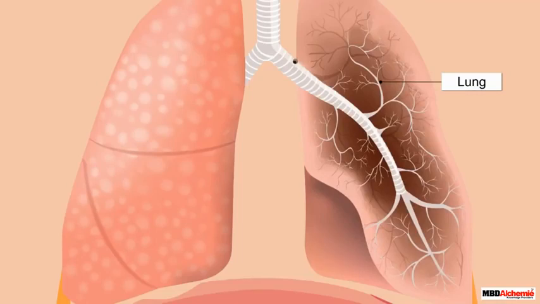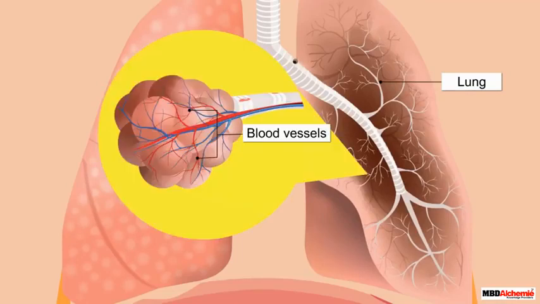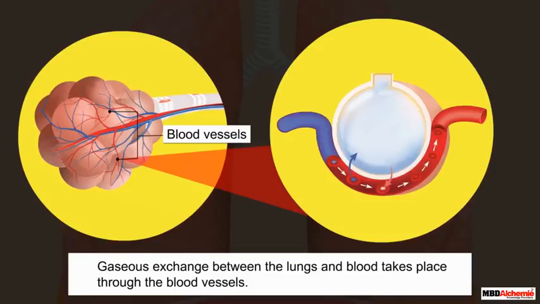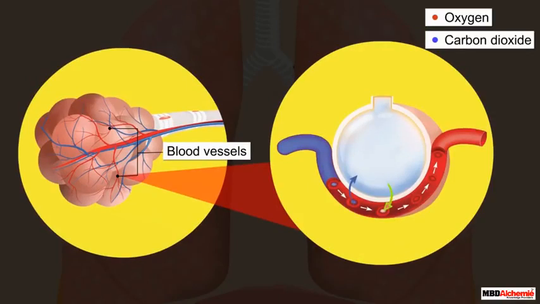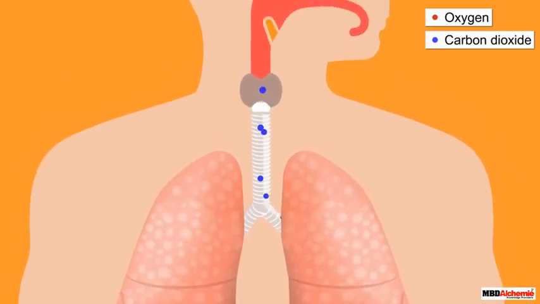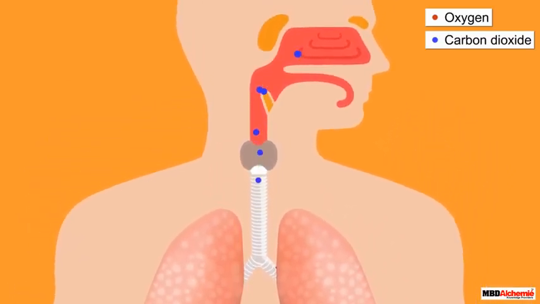Inside the lungs, there are numerous blood vessels. Through these blood vessels, gaseous exchange takes place between the lungs and blood. The oxygen moves from the lungs into the blood, while the blood releases carbon dioxide into the lungs. This carbon dioxide then moves from the lungs to the nose and then out of the body.